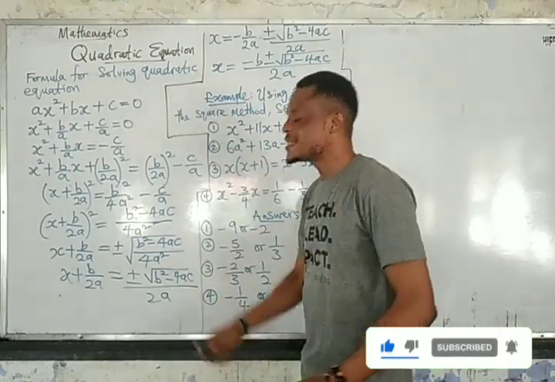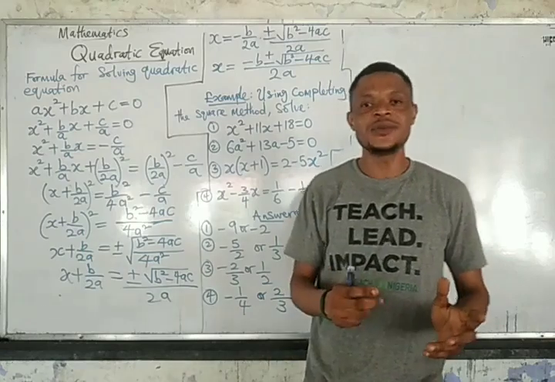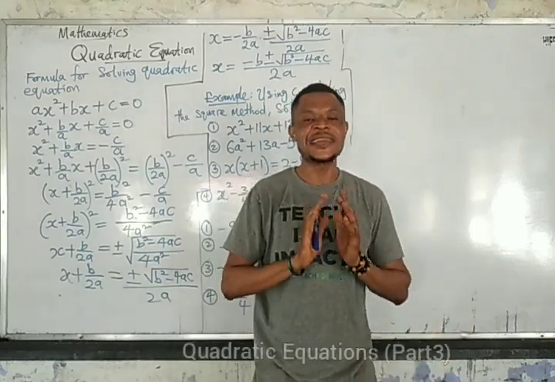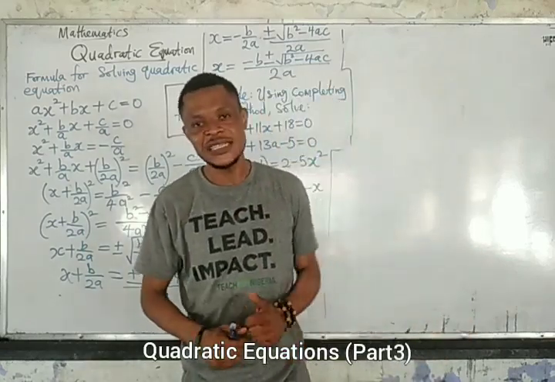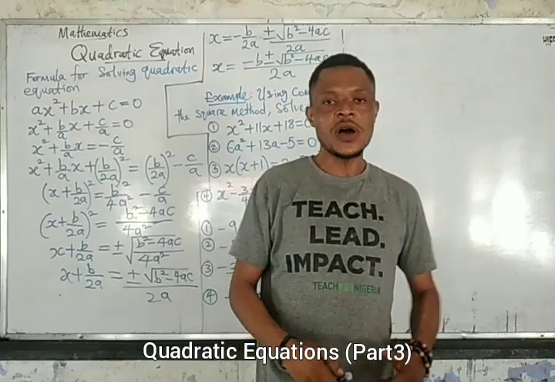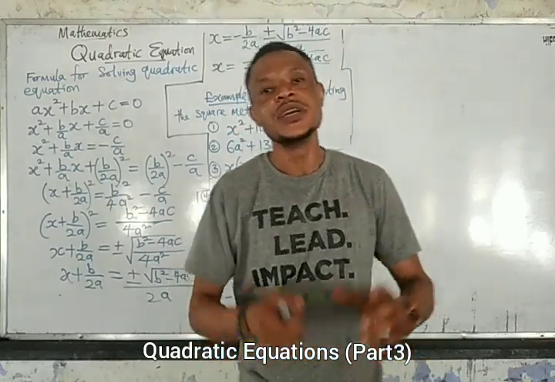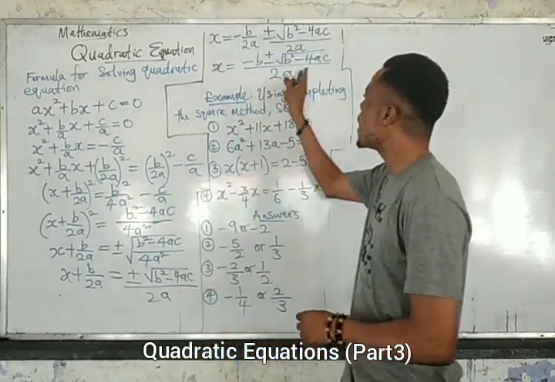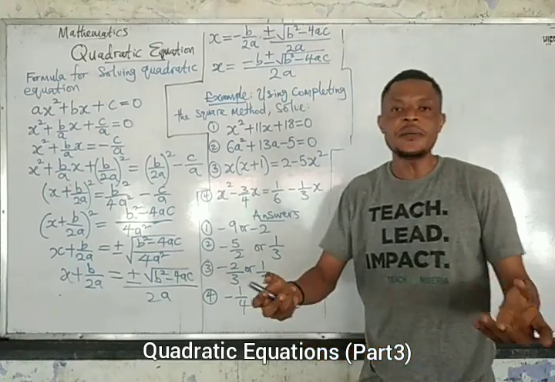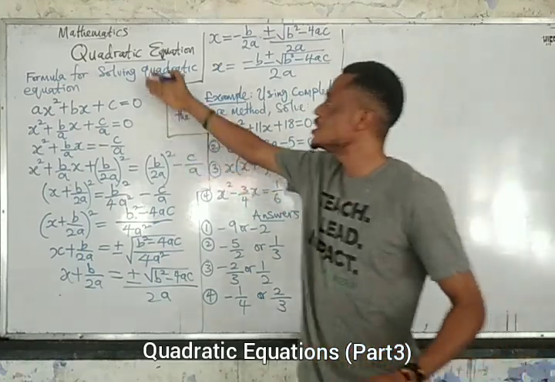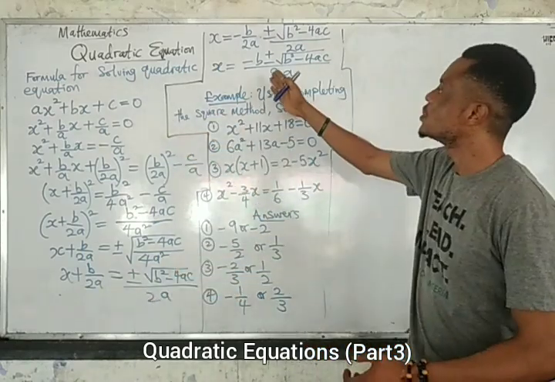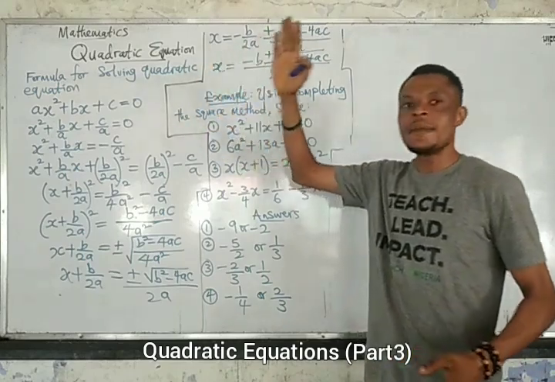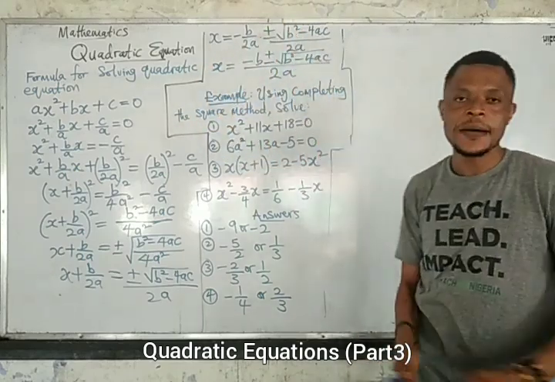We are still on quadratic equation, and this time around we are moving into the advanced level of the quadratic equation. Here we shall be solving quadratic equation questions using the formula method. The formula method is generated from the completing the square method. The completing the square method generated the formula method.